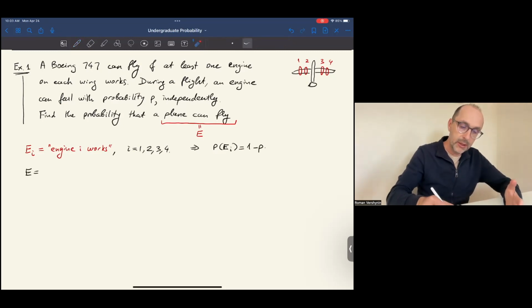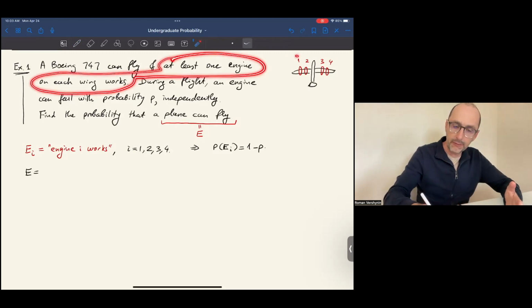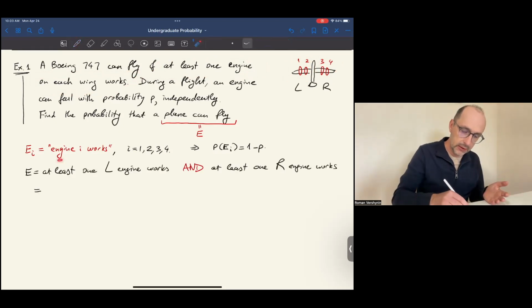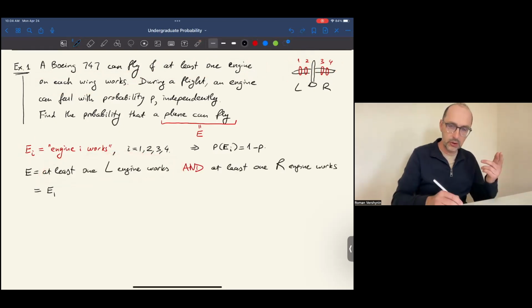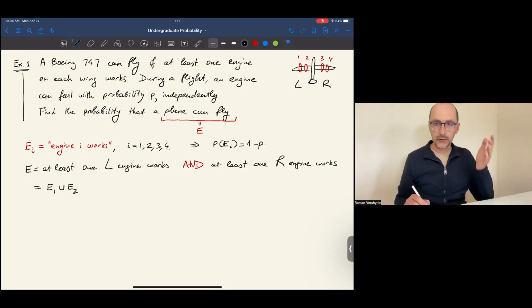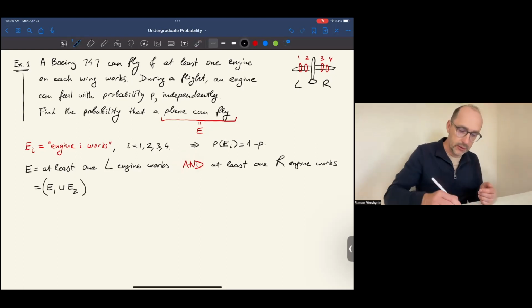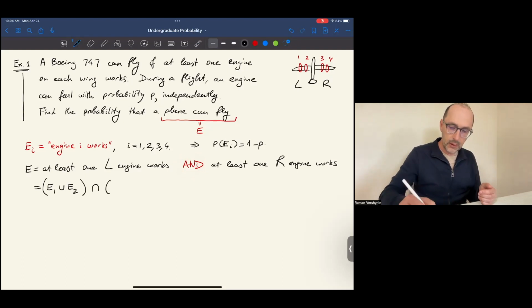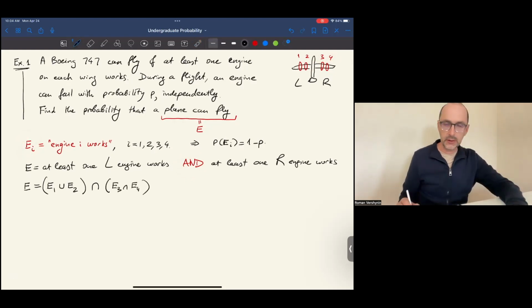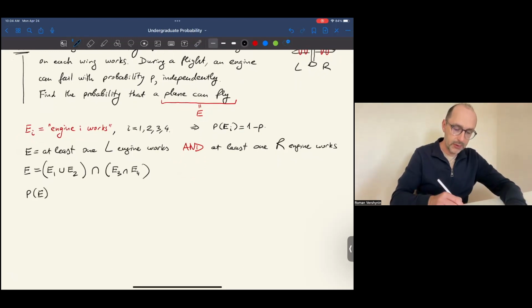By assumption, the plane flies if at least one engine on the left wing works and at least one engine on the right wing works. At least one left engine works means engine 1 works, or engine 2 works, or both. The logical operation or corresponds to the union. The logical operation and corresponds to the intersection. And at least one right engine works means that E3 or E4 happens. So we expressed our event E just like this, and now we compute its probability.